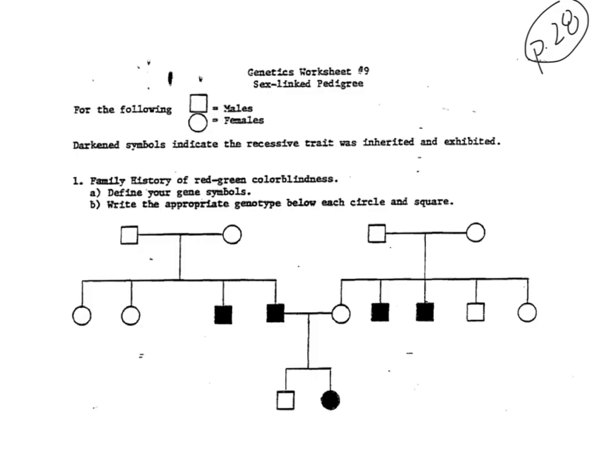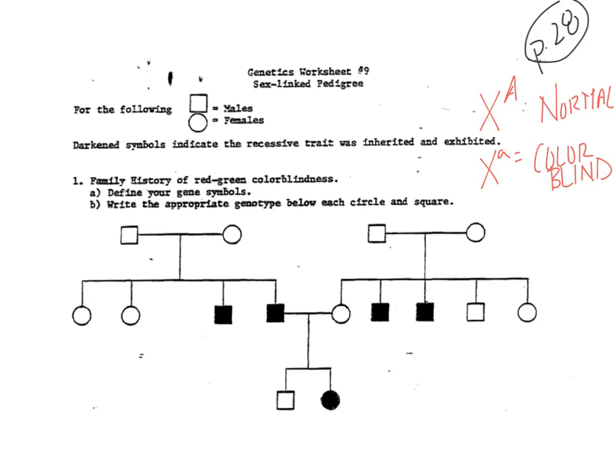Now if you flip to page 28 in your packet, we are going to do a sex-linked recessive pedigree. This pedigree on page 28 follows the trait of colorblindness, which we know is sex-linked recessive. So first, make sure you have your key. X big A is normal, and X little a is colorblind. The first people to do on a sex-linked pedigree, again, are all of the shaded people. We know that they are colorblind.